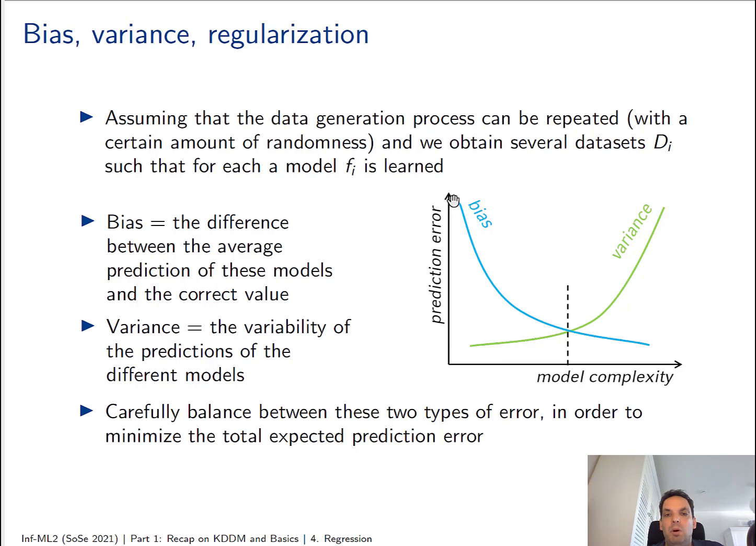And both bias and variance are, of course, things that we don't want to have. So we have to carefully balance between those two types of errors in order to have the most generalized model. So the total expected prediction error should, of course, be minimized. We want to have a generalizing model, and that's why we have to carefully balance out those two different things.